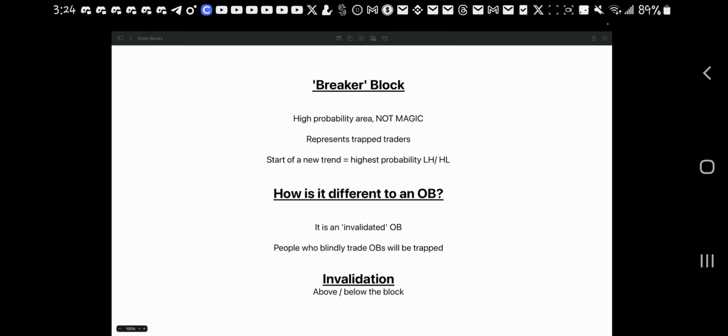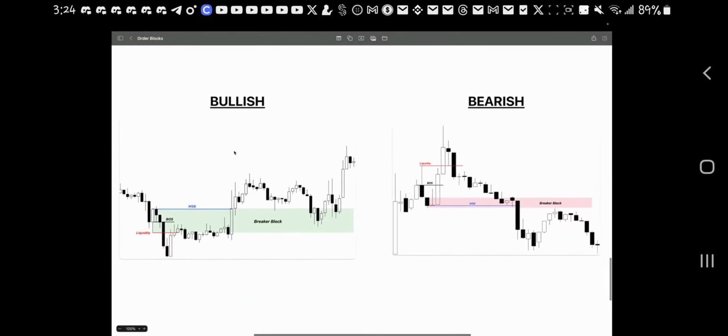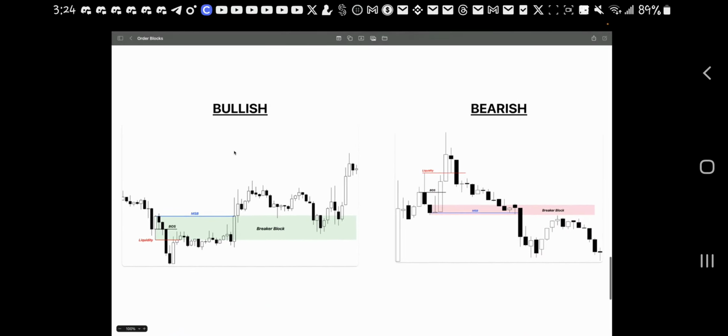As for actually trading them, your invalidation, very simply, is above or below the block. That'll be covered in more depth in the next lesson, which goes into how to apply breaker blocks. But let's look visually on the chart and see what a breaker block looks like. So here is a bullish breaker block and a bearish breaker block.